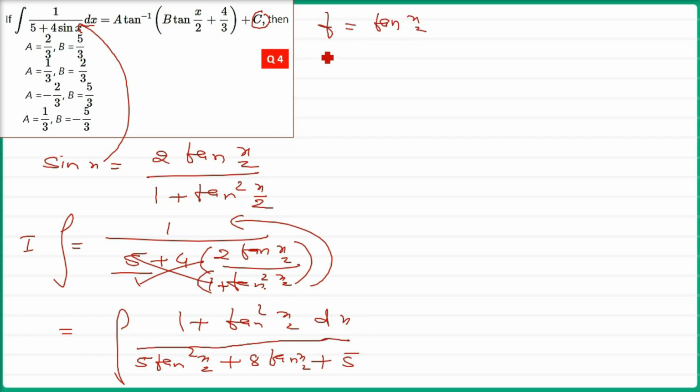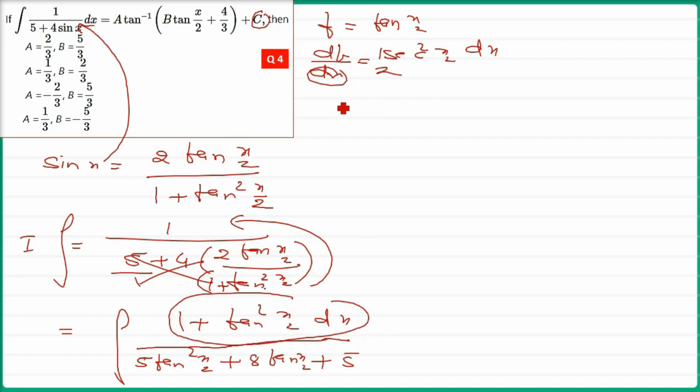You already know that. If you take t equals to tan x by 2, you need to find out that dt by dx is simply sec square x by 2. And differentiation of x by 2 is half. So this dt by dx is half sec square x by 2. So 1 plus tan square x by 2 dx. This 2 dt will be equal to 1 plus tan square x by 2 dx. So 1 plus tan square x by 2 dx is twice of dt. So this integration will be like this.